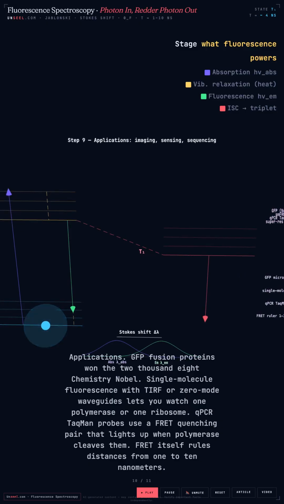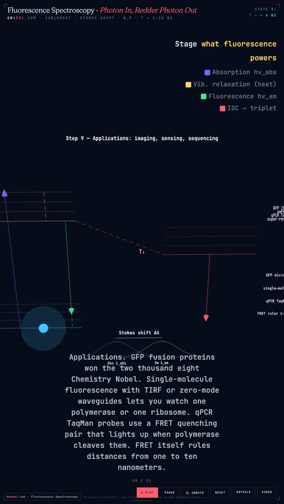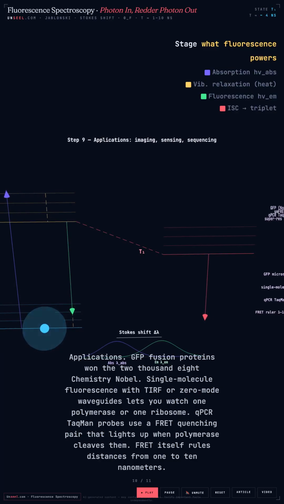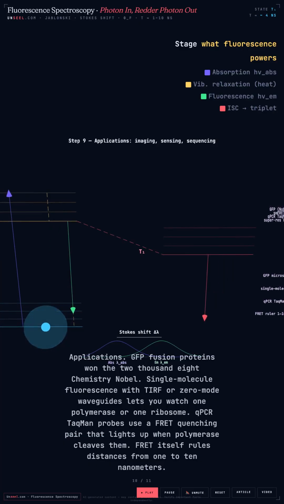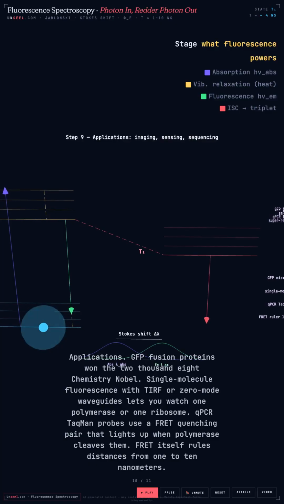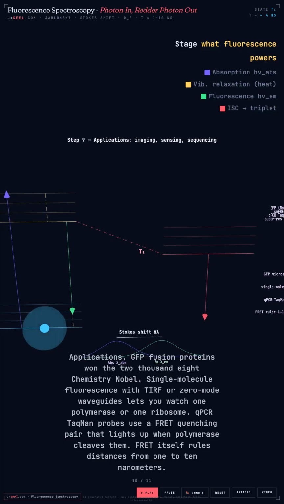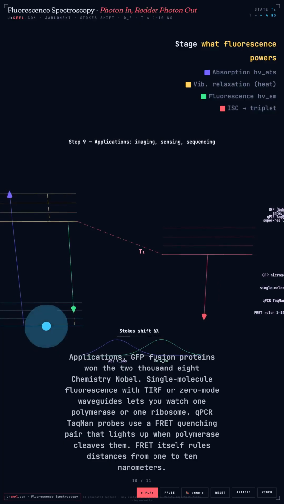Applications. GFP fusion proteins won the 2008 Chemistry Nobel. Single-molecule fluorescence with TIRF or zero-mode waveguides lets you watch one polymerase or one ribosome. qPCR TaqMan probes use a FRET-quenching pair that lights up when polymerase cleaves them. FRET itself rules distances from 1 to 10 nanometers.